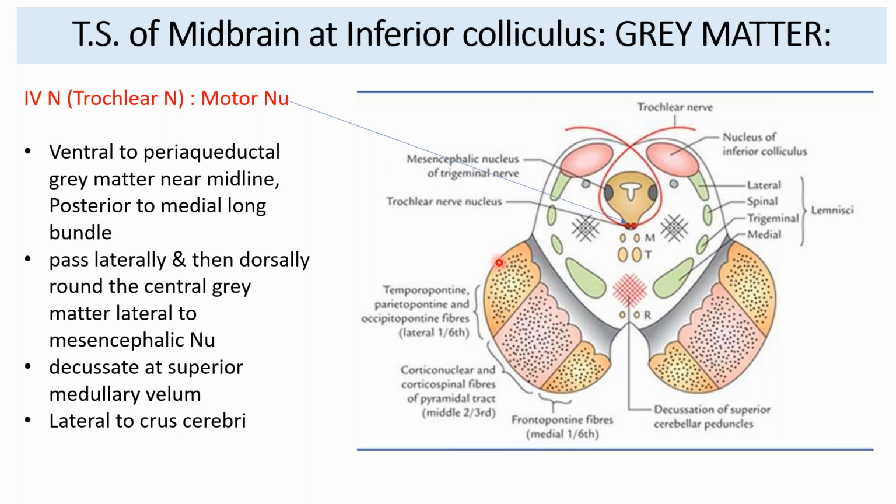So this is the crus cerebri. Somewhere here will be the fiber which is coming out, and it was shown in relation to the lateral part of the crus cerebri. So this is the course of the trochlear nerve traced from its nucleus, the trochlear nerve nucleus.